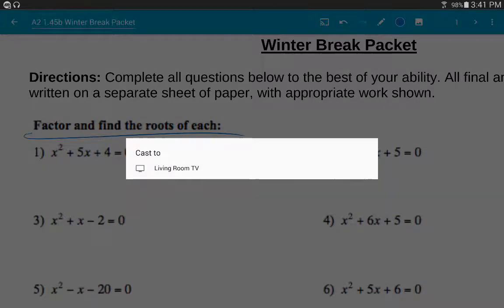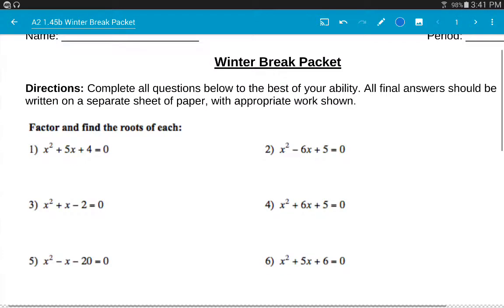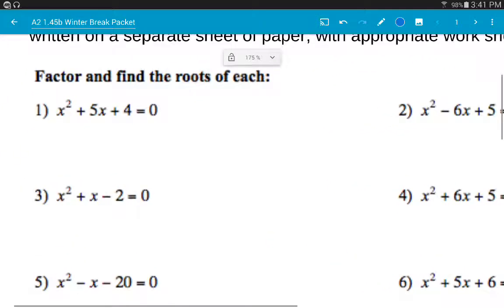I'm going to do my work on the page, but just to point out here in your directions, it says that all final answers should be written on a separate sheet of paper with appropriate work shown. So separate sheet of paper. Don't show me your work on here. I'm going to be collecting it. Now, factor and find the roots of each.